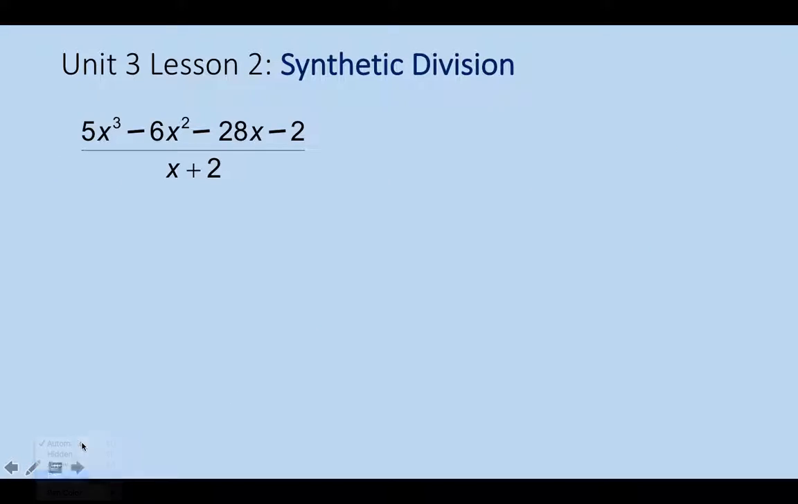Here we've got a slightly different looking example. If I were to rewrite this out, you'd have x plus 2 and then everything in there. So negative 2 is going to be the number that I'm going to work with. I've got negative 2, and then I've got my house here. I've got 5, negative 6, negative 28, and negative 2 as my coefficients. Again, I'll bring this on down. I got 5. Negative 2 times 5 is negative 10.